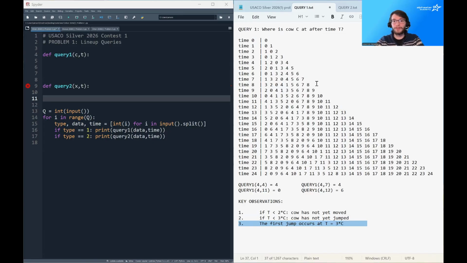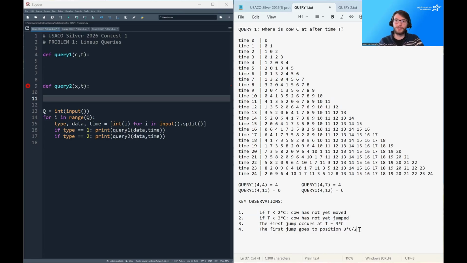The next observation is that we saw that the first jump occurred exactly at time equal to 3 times the cow's value, right? So cow 4 jumped exactly at time 12. If we were to look at cow 5, we'd see that cow 5 jumps exactly at time 15. And you can pause the video and see that this pattern holds for all of the cows. And where did it jump to after that moment in time? Well, it jumped to position 3 times C over 2, right? That was just the current time value divided by 2.